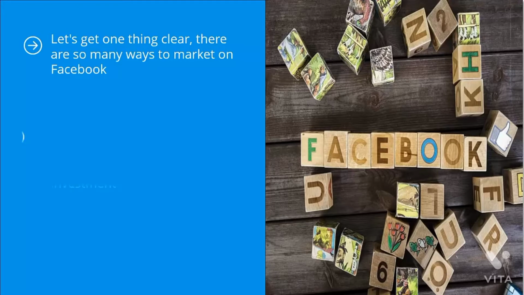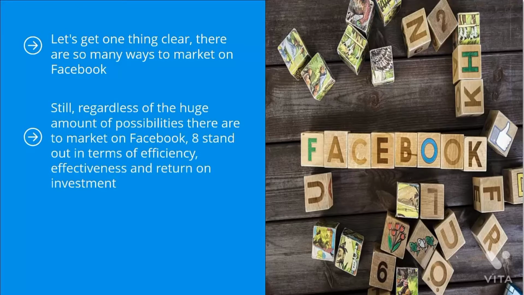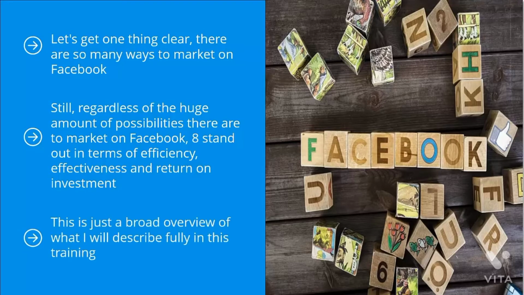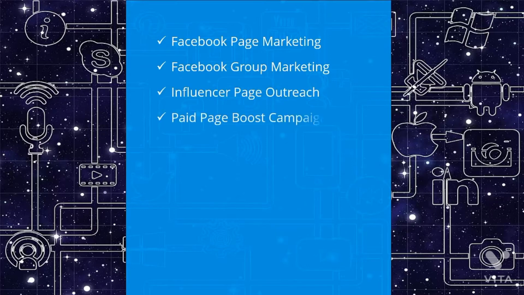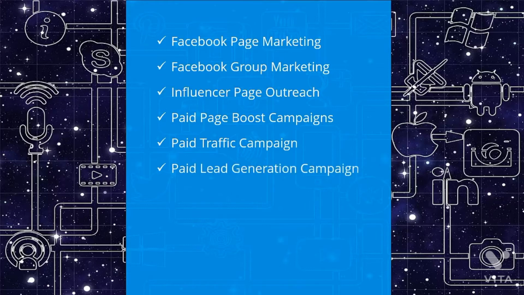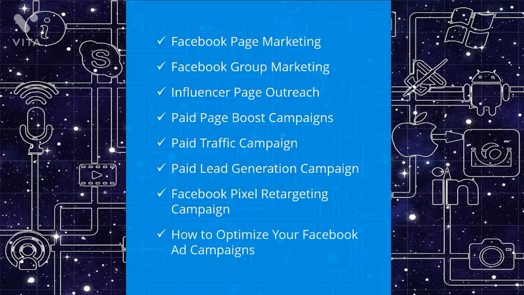that activity is a potential traffic generator. Still, regardless of the huge amount of possibilities there are to market on Facebook, 8 stand out in terms of efficiency, effectiveness, and return on investment. This is just a broad overview of what I will describe fully in this training. Facebook page marketing, Facebook group marketing, influencer page outreach, paid page boost campaigns, paid traffic campaign, paid lead generation campaign, Facebook pixel retargeting campaign. How to optimize your Facebook ad campaigns. This is a nice mix of both free and paid promotion methods on Facebook.